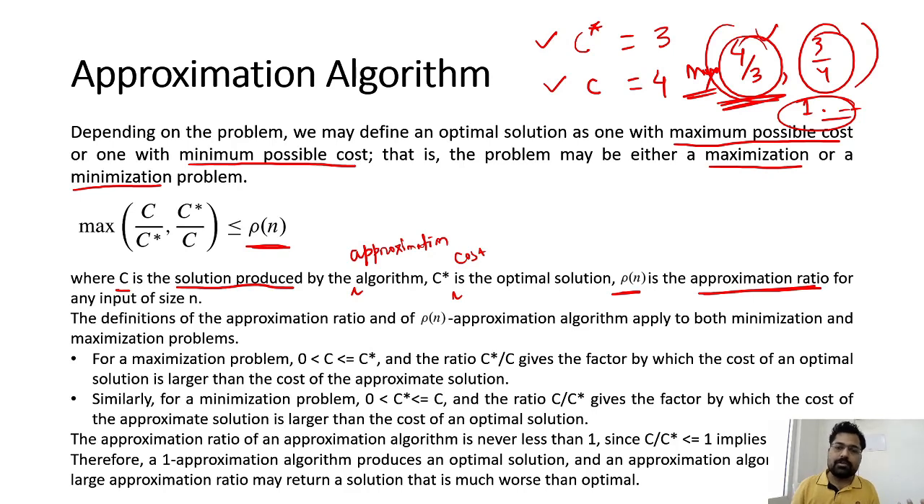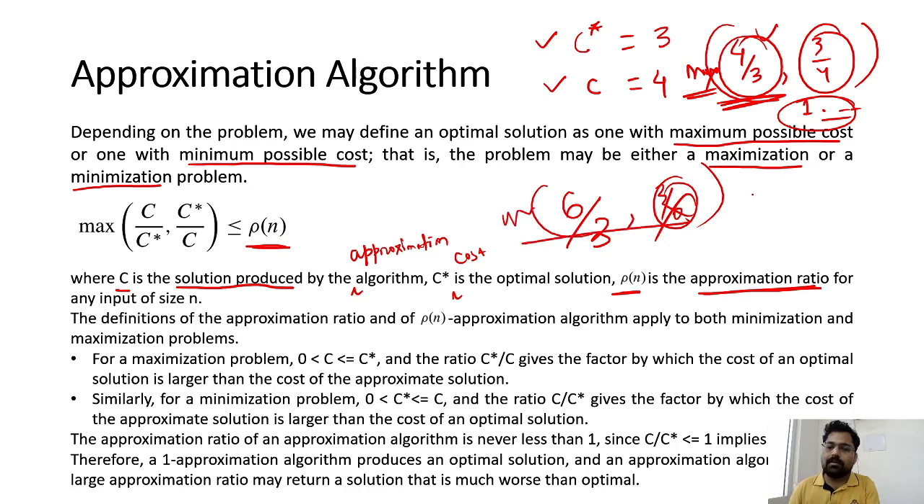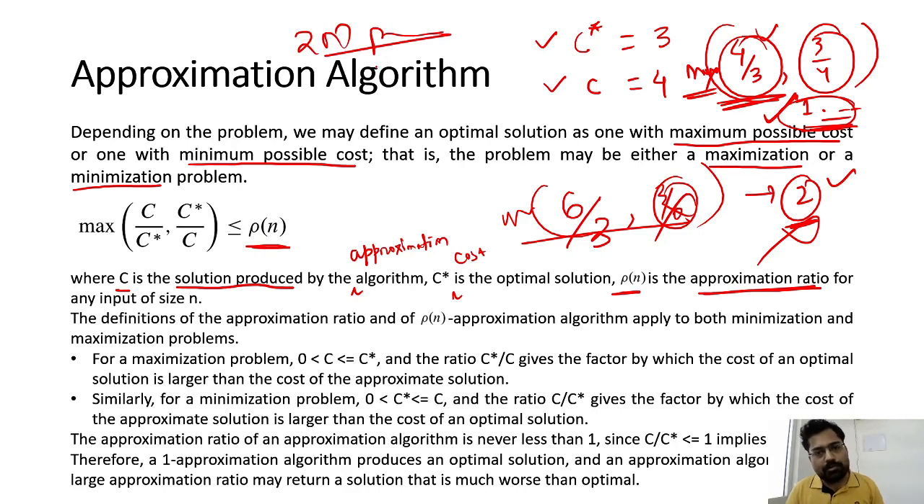Suppose your approximation is 6 instead of 4. At that time you can say 6 by 3 or 3 by 6, but we consider the maximum, so the approximation ratio is 2. If you are getting 2 and I am getting 1 point something as the approximation, then my approximation will be picked, because the one closer to 1 is the best approximation. Though all are considered approximations, even if you get 200, I must say it is an approximation for our solution.